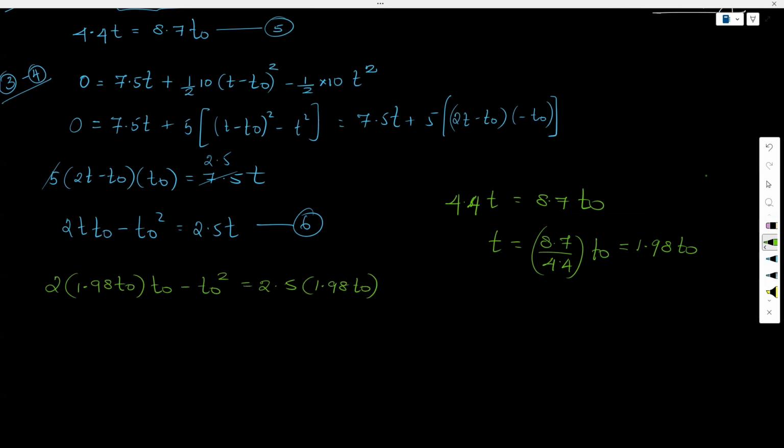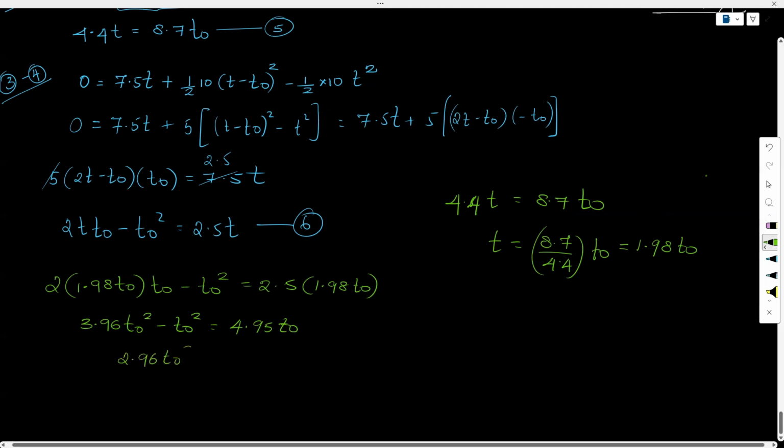Let's simplify it. So 2 times 1.98 is 3.96 t naught squared minus t naught squared equals 2.5 times 1.98, which is 4.95 t naught. In math, it is not allowed to cancel the t naughts, because if you simplify, you will get 2.96 t naught squared equals 4.95 t naught. You're not supposed to do it that way, but in this case, we know that t naught is not equal to 0. Since t naught is not equal to 0, we can cancel the t naughts.